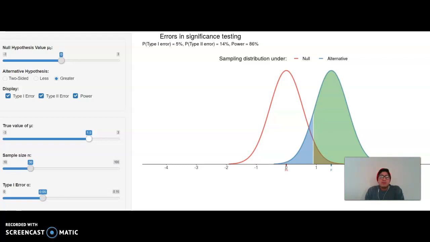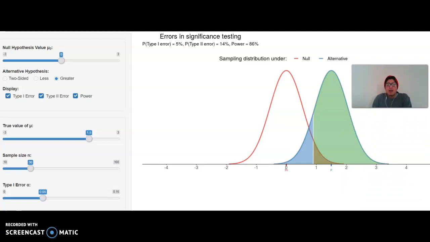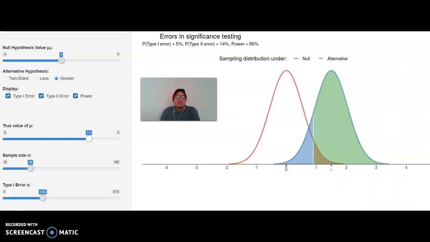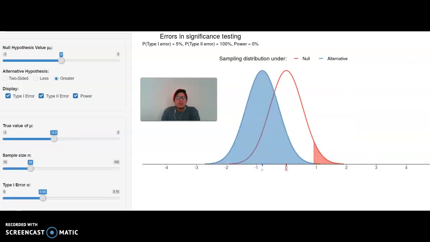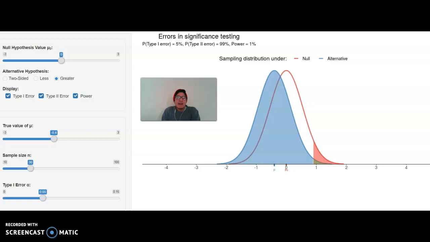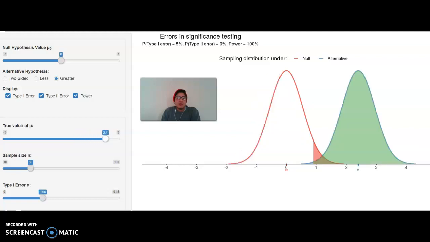Okay, let's suppose that I'm going to change the distance now between our claim and our truth. I'm going to put my face over here in the middle. There you go. So let's see what happens when I get closer. When I get closer to it, we can see that type 1 doesn't change, but type 2 increases and power decreases.